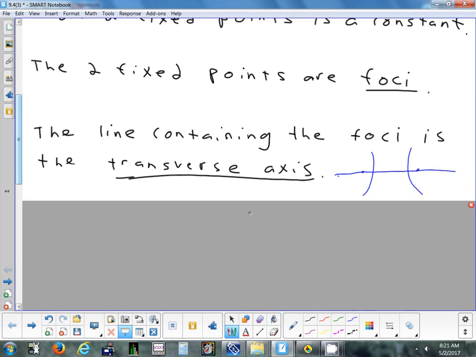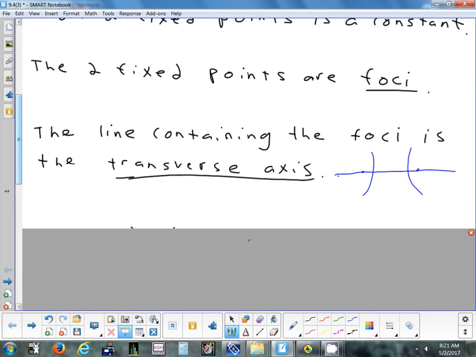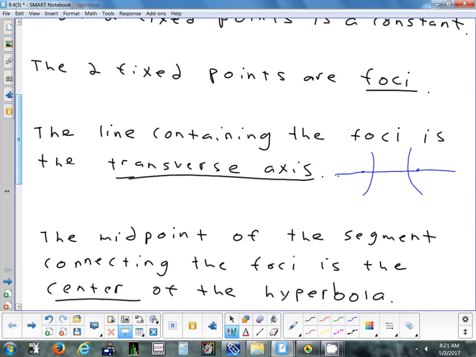Okay. Yesterday, we would have called that the major axis in an ellipse, but today it's the transverse axis. If you take the 2 points that I just had here, we'll call that F1 and F2. Draw a segment between F1 and F2 and find the midpoint of it. The midpoint is the center.